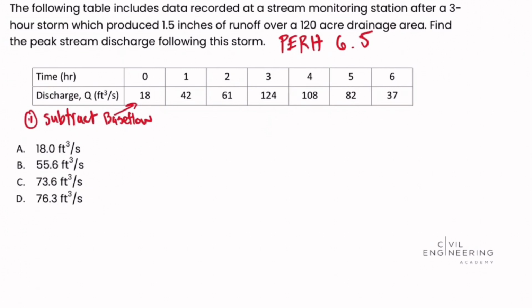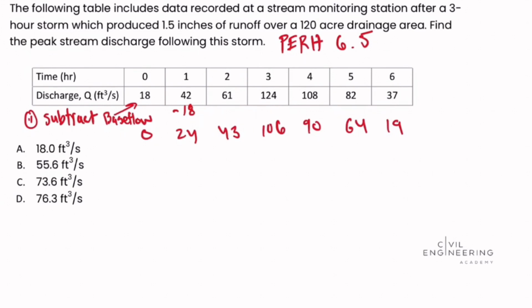At hour 0, the discharge would be 0. At hour 1, the discharge would be 24, because again, we're subtracting 18 from each of these. At hour 2, the discharge is 43. At hour 3, the discharge is 106. At hour 4, the discharge is 90. At hour 5, the discharge is 64. And at hour 6, the discharge is 19.